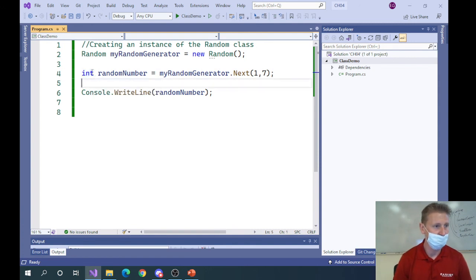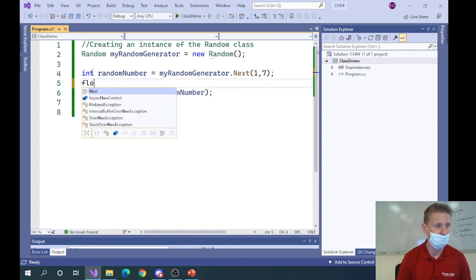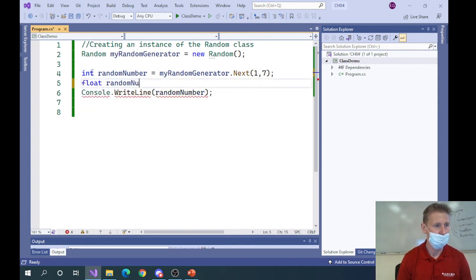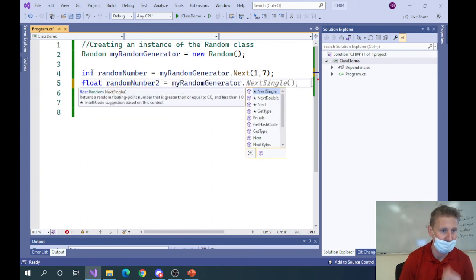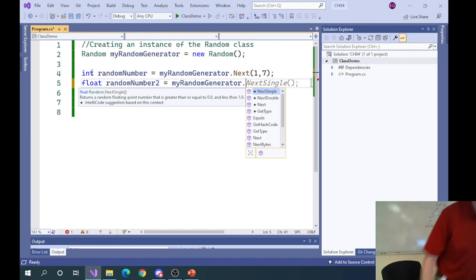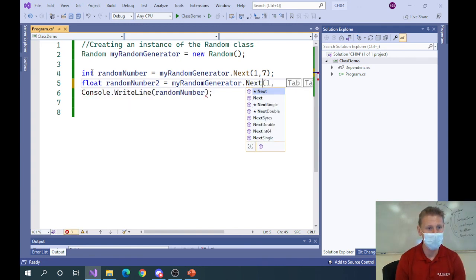Of course, if you want to use a float, random number 2 equals my random generator dot. Look at your methods. NextSingle returns a float. Look at that method header. Okay, so let's type in NextSingle.